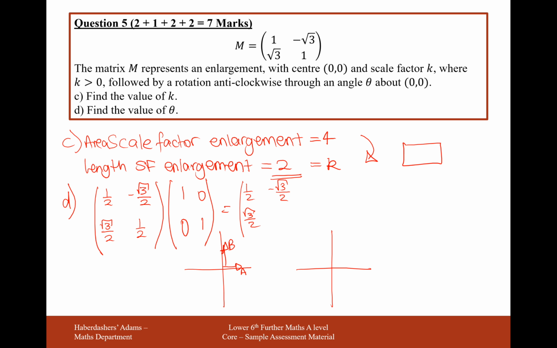So my A coordinate is going to end up at this first part here, because if this part was coordinate A, then it ends up here. So that's going to end up at a half, root 3 over 2. And for B, the second one here, this is going to end up at the second part of this matrix here. So that's going to be minus root 3 over 2, a half. So that's going to be over here.